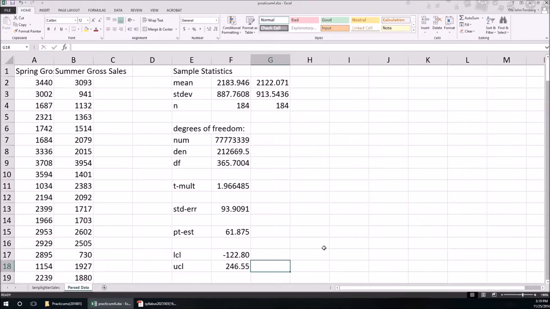So we're 95% confident that the mean for spring minus the mean for summer, and that's population means, is between a negative 122.80 and 246.55. So mu sub spring minus mu sub summer is going to be anywhere from a negative 122.80, which would be summer is greater than spring, to 246.55, which is spring greater than summer. So this confidence interval includes zero, so it's reasonable to conclude that there's no significant difference between the summer and the spring average gross sales.